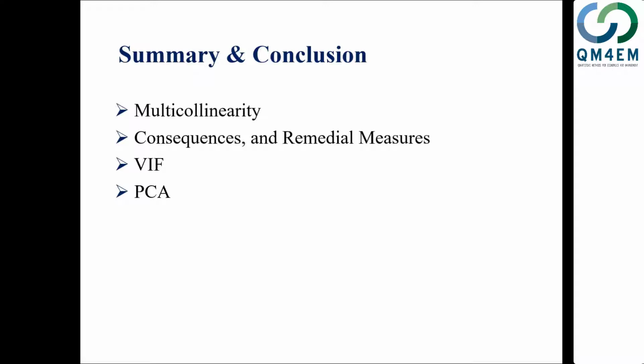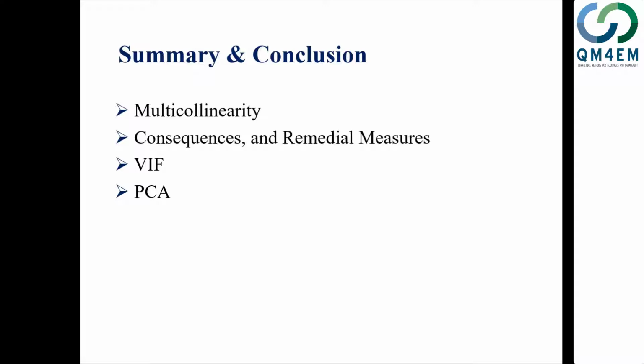We did talk about auxiliary regression. We talked about the variance inflation factor, how the variance inflation factor can be calculated, and what the interpretation of that is. And then we discussed the solution of multicollinearity, how we can solve that.